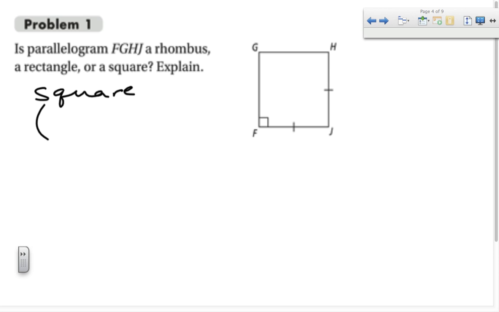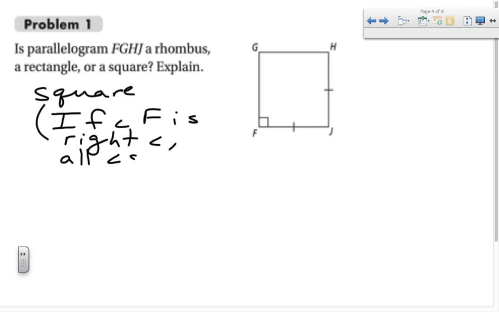Okay, so if I know that it's a parallelogram, I know that its opposite angles are congruent. So if angle F is a 90-degree angle, then it should just make sense that angle H is also a right angle. Similarly, since F and J are consecutive angles of a parallelogram, I know they will be supplementary. So I can use that to conclude that angles J and G are also right angles. So if angle F is a right angle, all angles are right angles. Okay, but that would make it a rectangle.